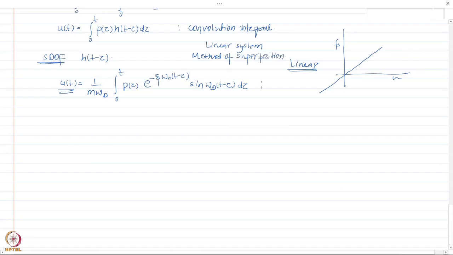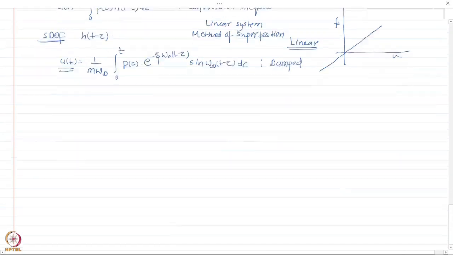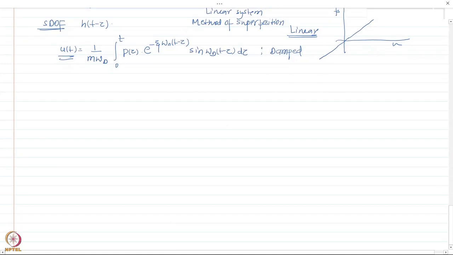Okay, so we have obtained this expression for the damped system. If you put the value of zeta equal to 0, you can get the expression for the undamped system as well, which is not very difficult. Again we write it as p(tau), there won't be any zeta term here, and I'll simply get sine omega_n (t minus tau) d tau. So this is for the undamped system.